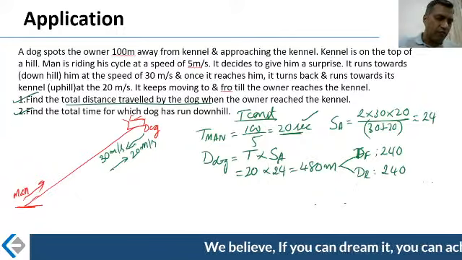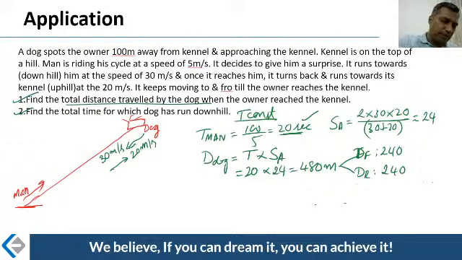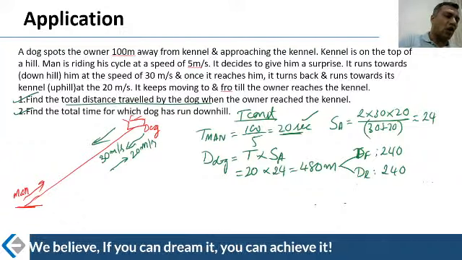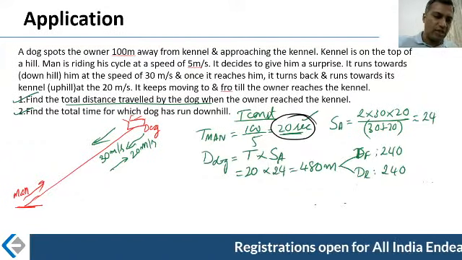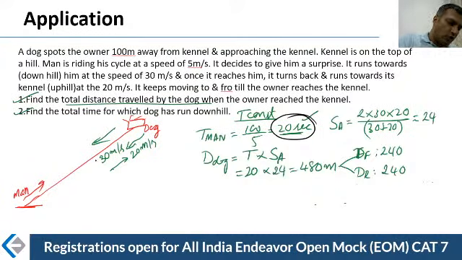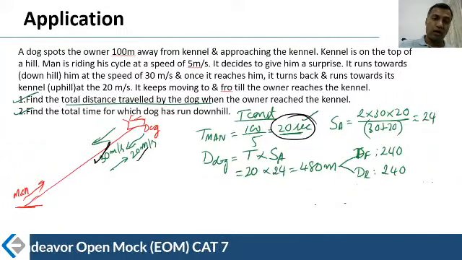Find the total time for which the dog ran down the hill, which means what is the total downhill time? You can't say 10 seconds, that's a wrong answer. If you say that out of these 20 seconds, 10 seconds was downhill and 10 seconds was uphill, then you are wrong. Why? Because downhill it was going with the faster speed. Downhill was always faster, uphill was always slower. Therefore, naturally it would have taken more time to travel uphill, because it has to cover the same distance.